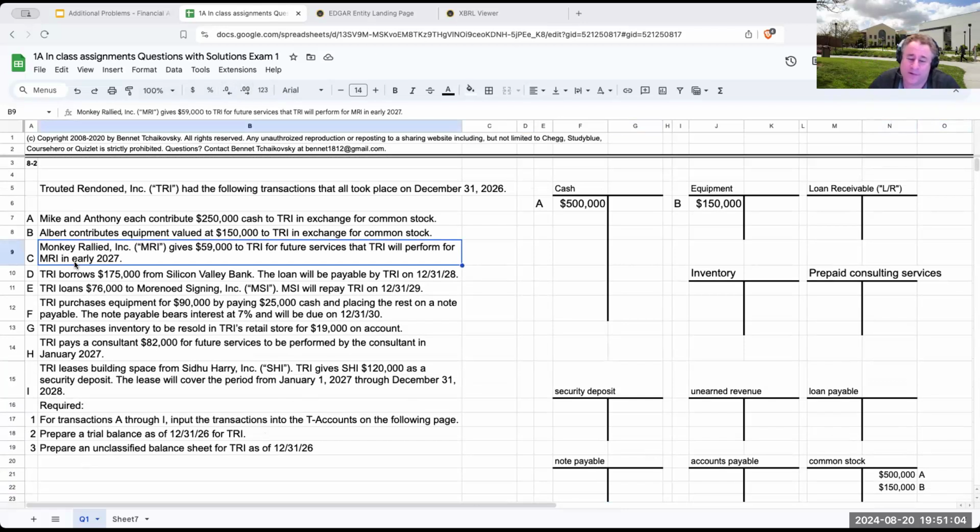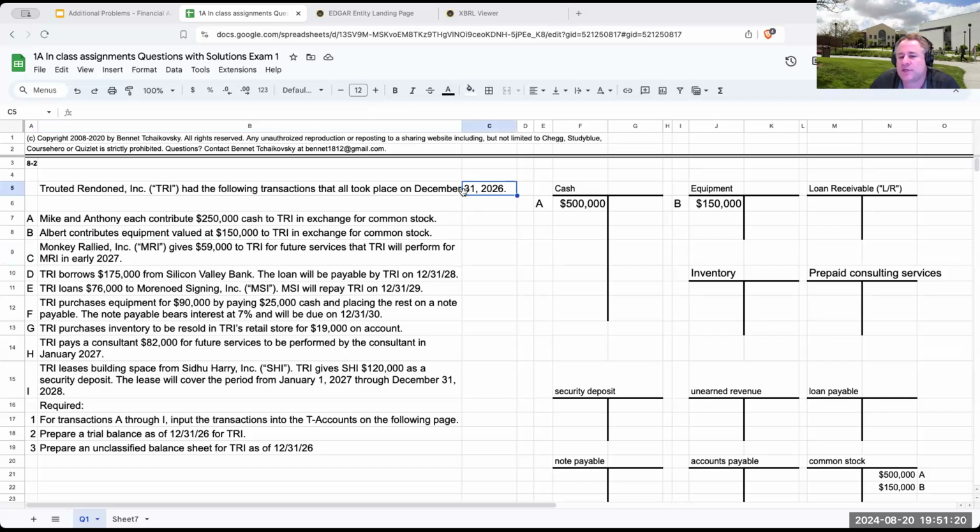Monkey Rallied. Those don't really come out very much anymore. Monkey Rallied Inc. or MRI. Appropriate name. Gives $59,000 to TRI for future services that TRI will perform in early 2027. So this is a balance sheet on December 31st, 2026. We're going to be doing this on 2027.